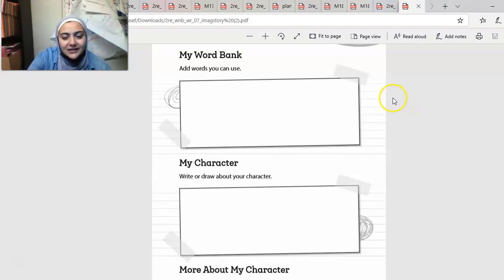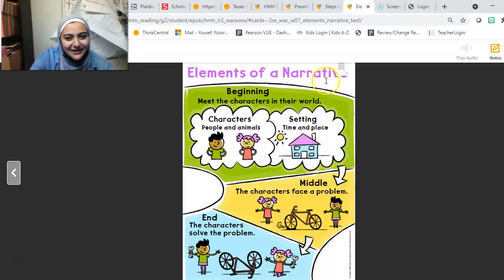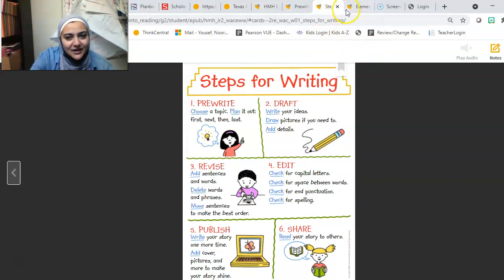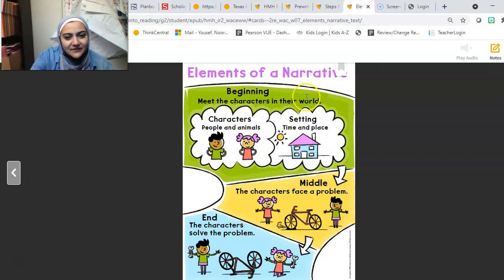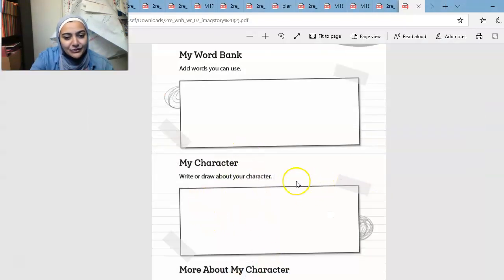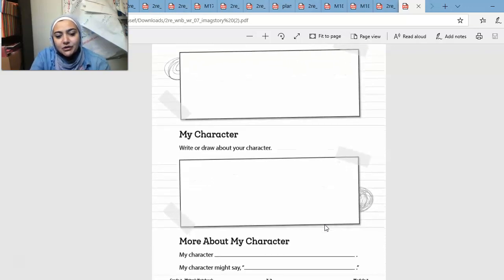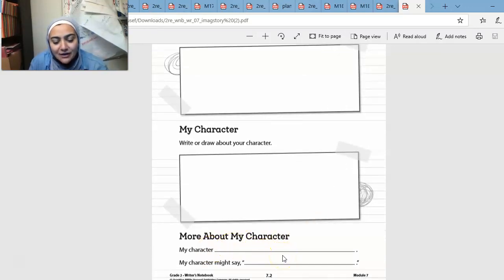So, Ms. Yusuf, what do you mean, like my character? I don't even know what my story is going to be about yet. You need to come up with a character that's going to be the main character of your story. So remember here, the elements of a narrative, the beginning has to have a character and a setting. So here you're going to include your character. You're going to draw about your character, your main character. Your main character doesn't have to be a human. It could be an animal, like a talking animal if you'd like. But you're going to draw about your character, or write about your character. And then on the bottom, you're going to write who your character is and what your character might say.